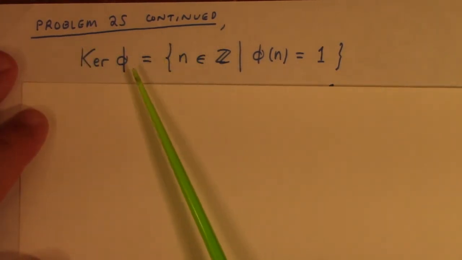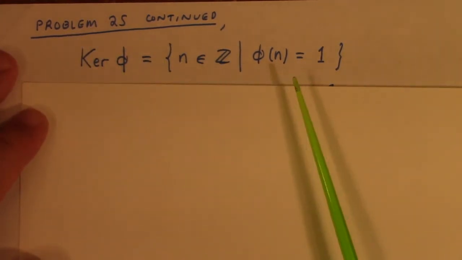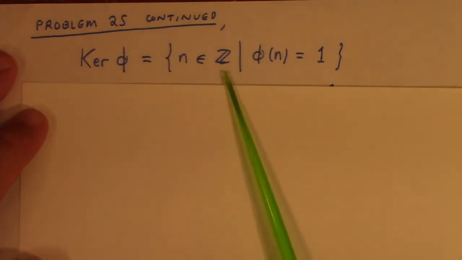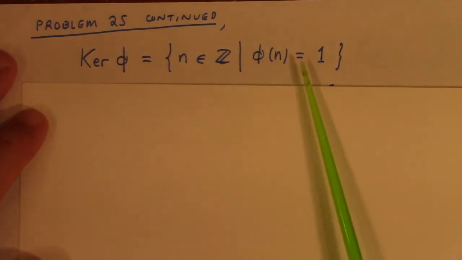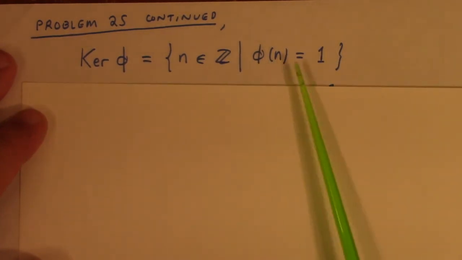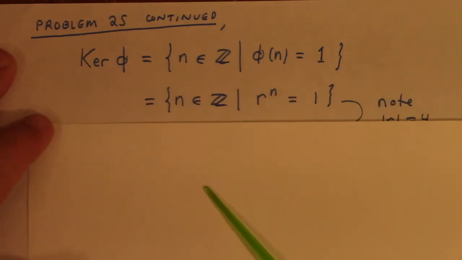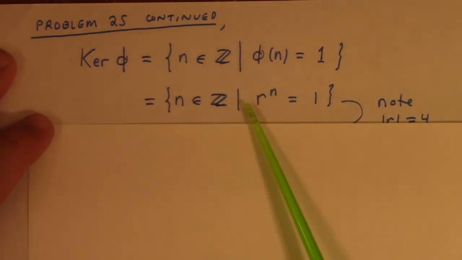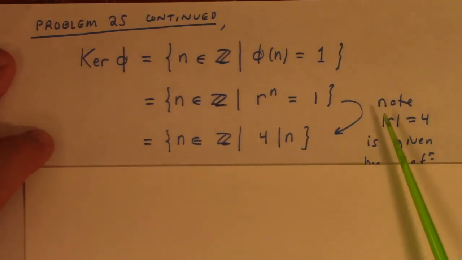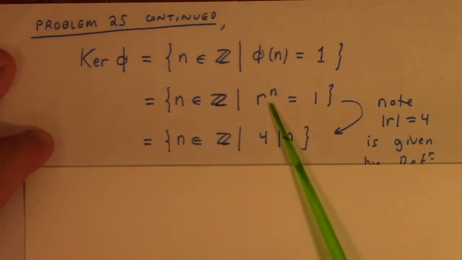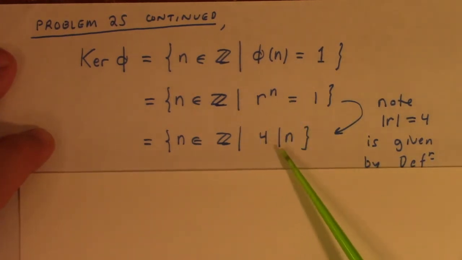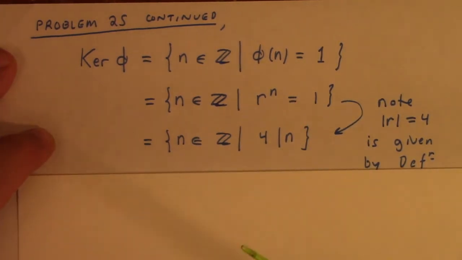So problem 25, continued. We need to calculate the kernel of our homomorphism, right? So the kernel is the set of all things in the domain, which here is Z, which map to the identity. The identity in the codomain is 1 here, right? So which n map to 1? So that means n in Z such that r to the n is equal to 1. But what do we know? Well, we know that the order of the rotation is 4, right? So if you have r to the n equals 1, that means that 4 must be a divisor of n. 4 divides n, right?